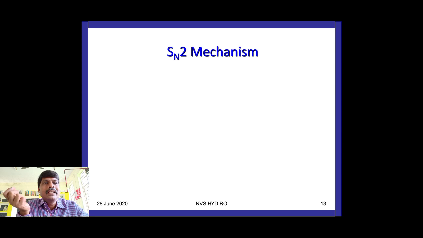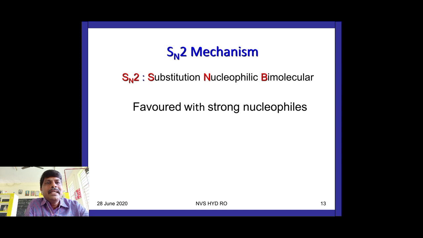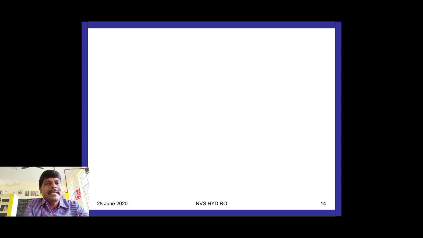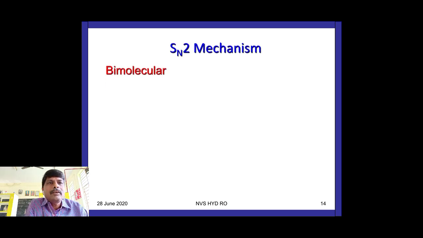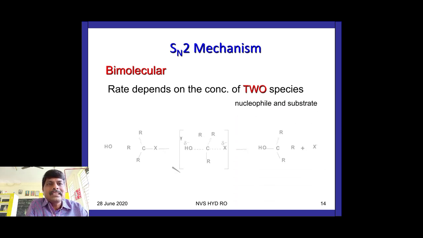Next, the second type of mechanism is the SN2 mechanism. What is the SN2 mechanism? Substitution nucleophilic bimolecular reaction mechanism. It is favored with strong nucleophiles like OH minus, CN minus, like this. The SN2 mechanism is bimolecular. Here the rate depends on the concentration of two species: one is the concentration of nucleophile, another is the concentration of alkyl halide. Rate is directly proportional to the concentration of alkyl halide and the concentration of nucleophile.